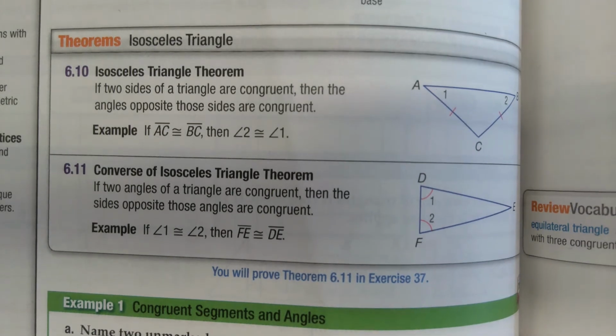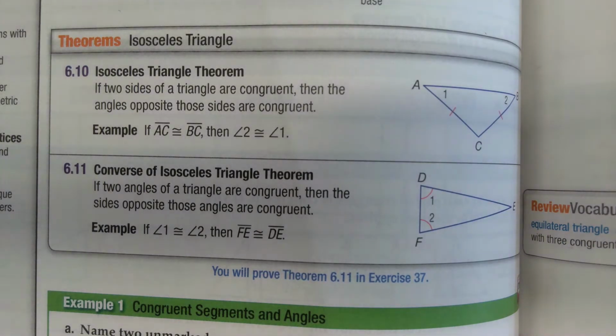Now when we're talking about the opposite, it's the ones directly across from it. So here's angle 1, that would be the side. Here's angle 2, that's the side opposite. So we know that those two sides are also congruent. Any questions on those two theorems right there? Those are called the isosceles triangle theorems.